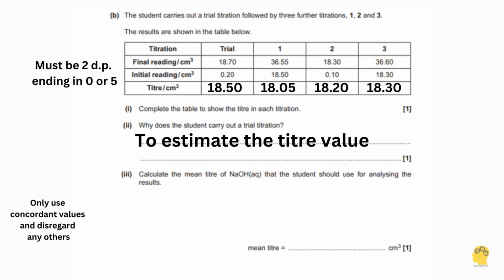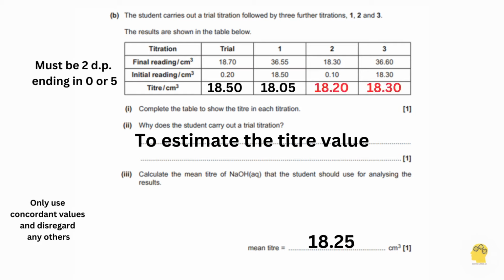To calculate the mean titre value, we need to use results that are concordant and disregard any others. What do we mean by concordant? Well, it's results that agree within 0.10 centimetres cubed of one another. So in this case, we can only use the titre values from runs 2 and 3, and we need to disregard the trial and run number 1.